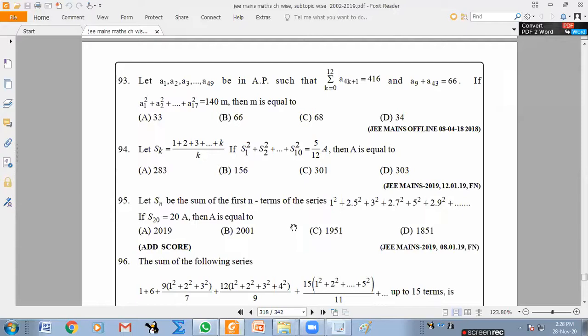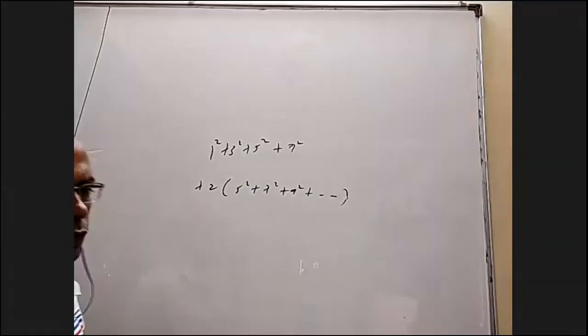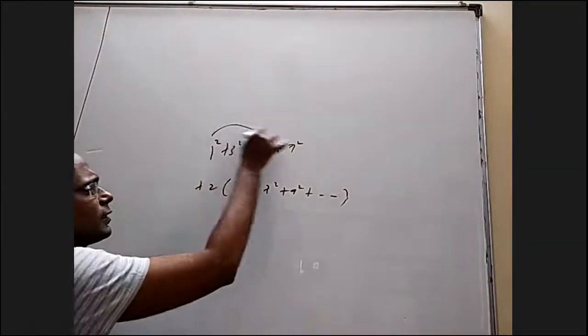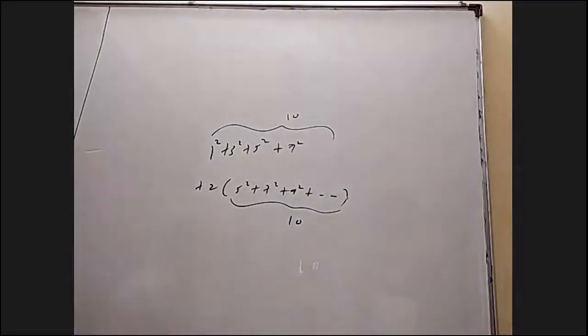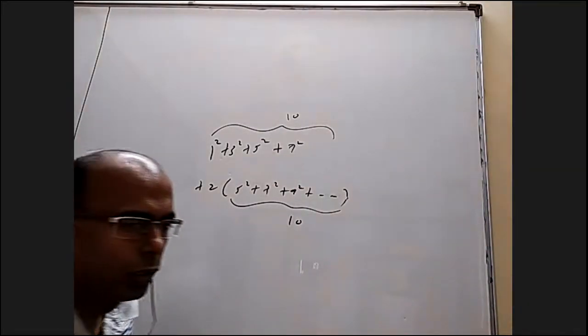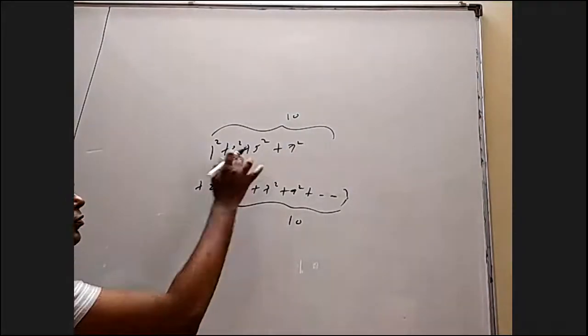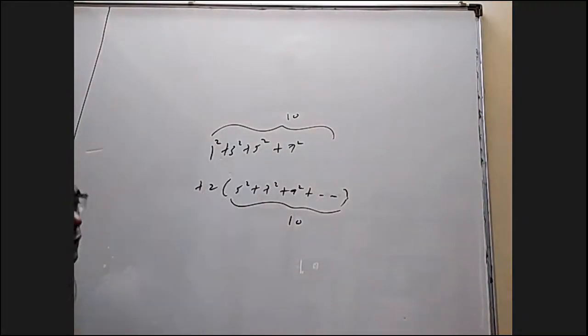And let Sn be the sum of the first n terms. And S20, they want the sum of the first 20 terms, so it is easy now. So we want the sum of 20 terms, which means 10 terms in this part and 10 terms in this part, right? How will you find this sum of squares of odd numbers?